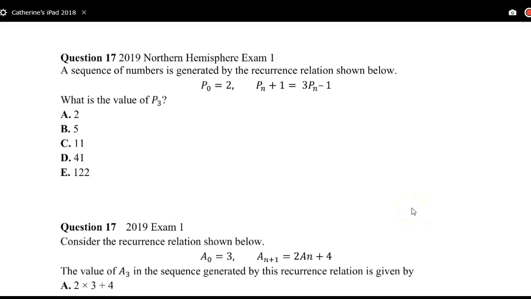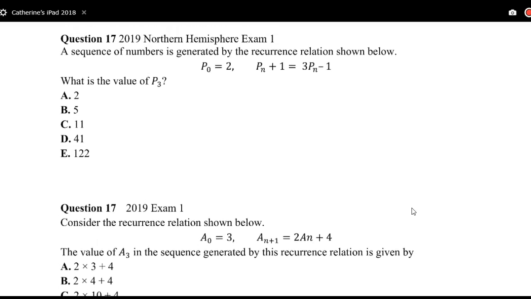Okay, here we are with some questions from past years' exam papers that relate to recurrence relations. So here I've got question 17. This is from the 2019 Northern Hemisphere, exam 1.